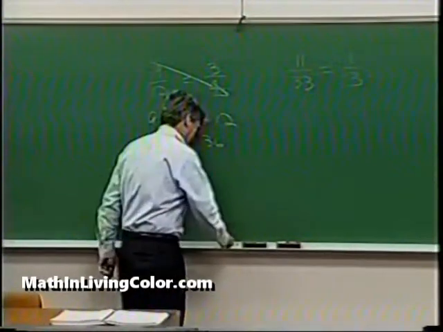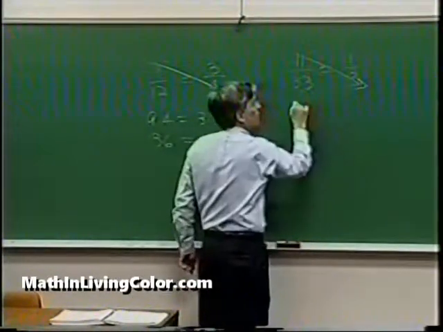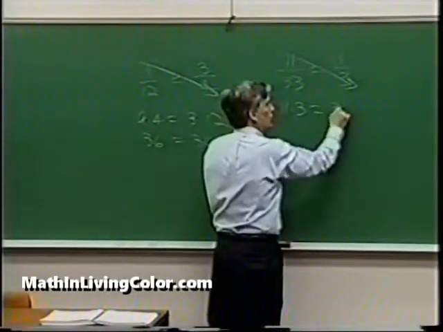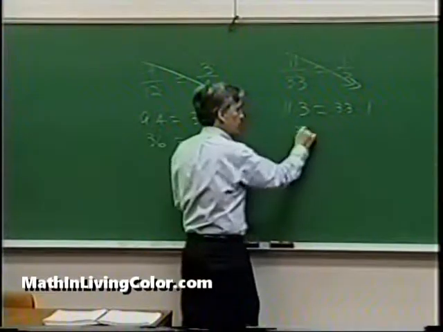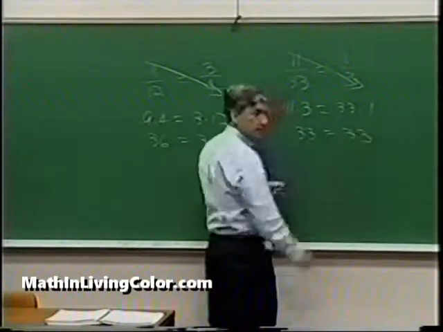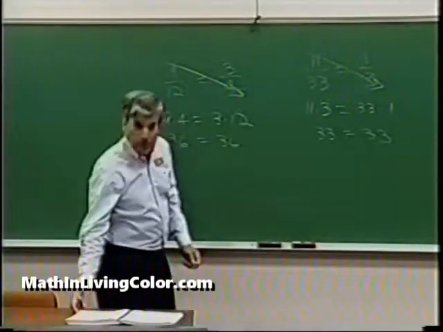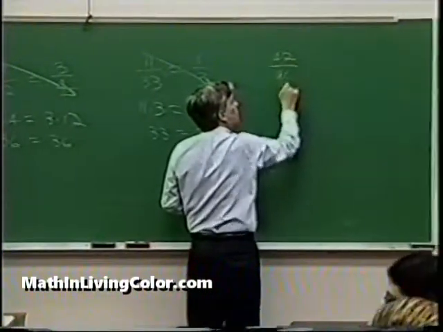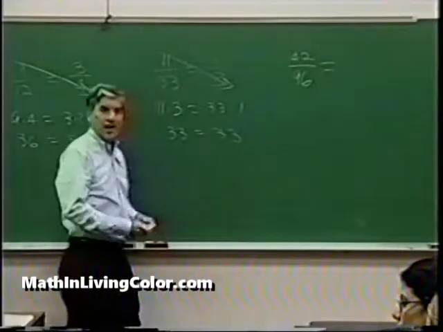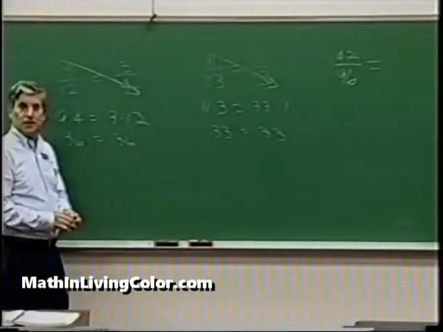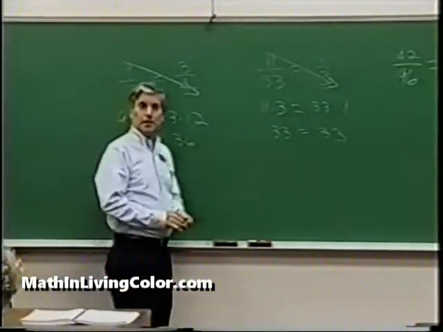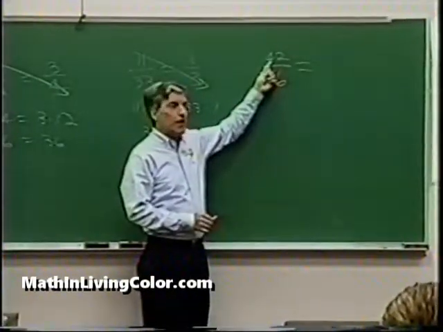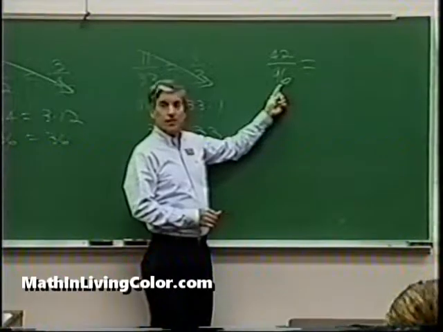And how can you check that? 11 times 3 equals 33 times 1, which would be 33 equals 33. As a third example, let's use a bigger number, like 42 divided by 96. Can you help me reduce that one? What would it be? Can you think of a number that divides into 42 and also 96?